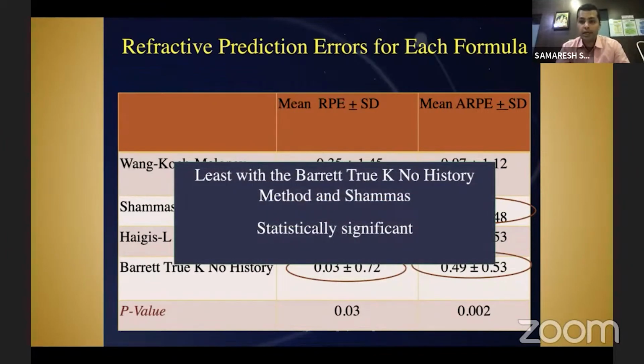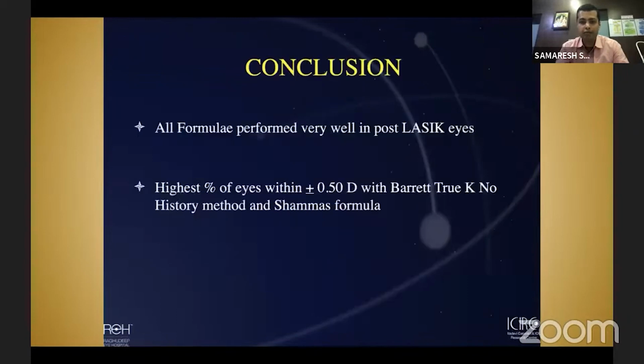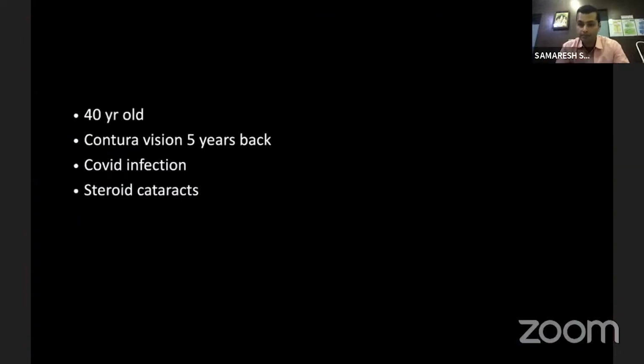So I think at this point in time, with the kind of formulas that we have available, the ever prominent issue of whether we hit target emmetropia or not is less important in today's generation with the better formulas in it. And this is what we concluded, that all formulas performed well, and the highest number of eyes within 0.5 diopters was with the Barrett-Truquet, which fortunately for us is available for free.